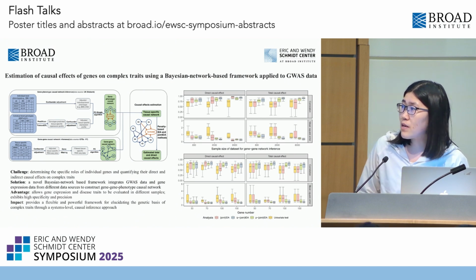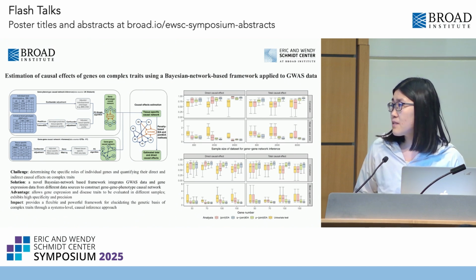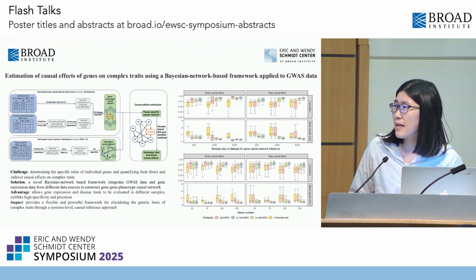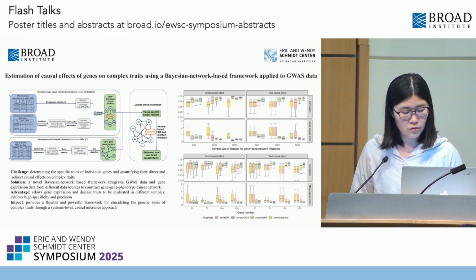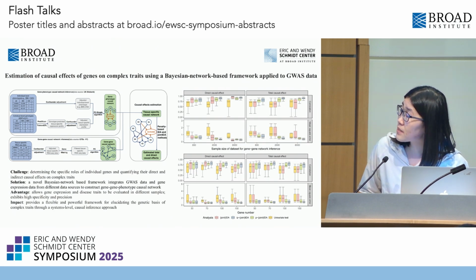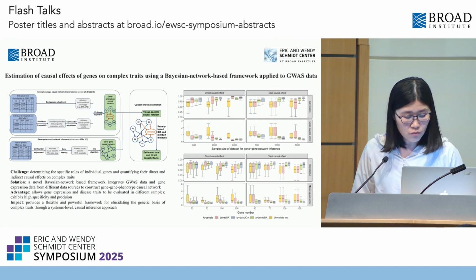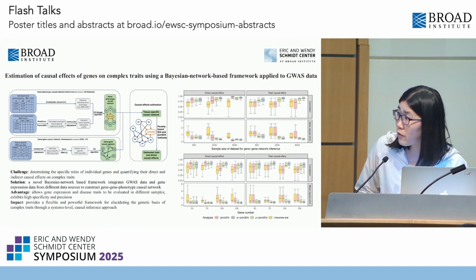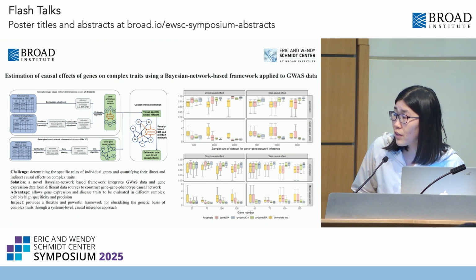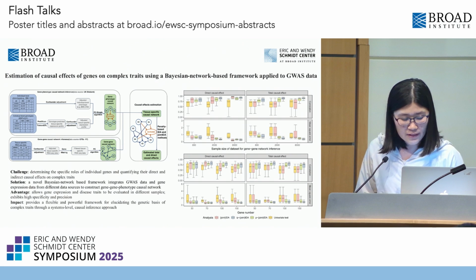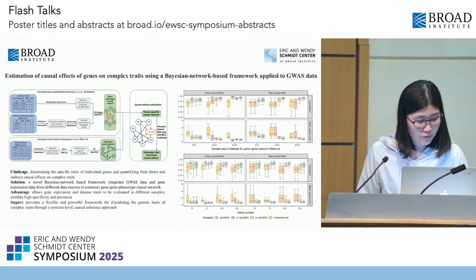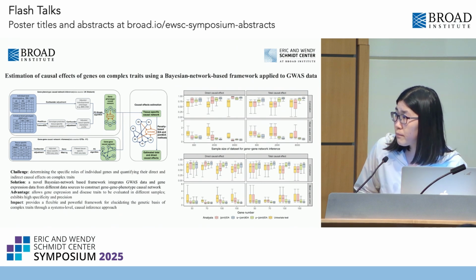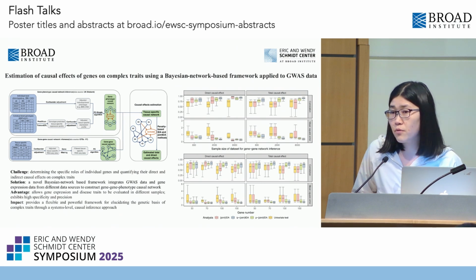It allows the gene expression data and disease traits to be estimated from different samples, and it exhibits high specificity and precision in identifying causal genes and showed significantly improved causal effect estimation accuracy. And also the identified causal genes in the UK Biobank for the disease traits were significantly enriched for their corresponding targets. So overall, it provides a flexible framework for elucidating the genetic basis of complex traits through a system-level and causal inference approach. Thank you.